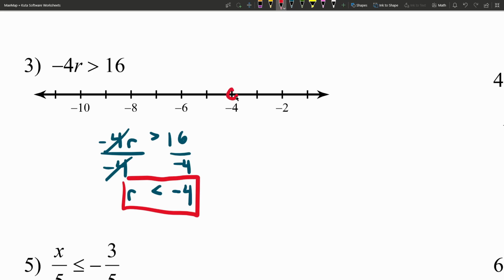Locate negative 4, circle it. We're not going to fill that circle in because r cannot be negative 4, but we're going to shade everything to the left. Let's move on to number 4.